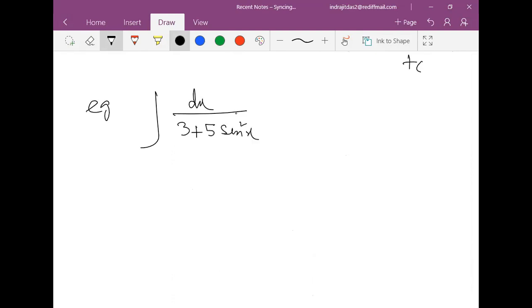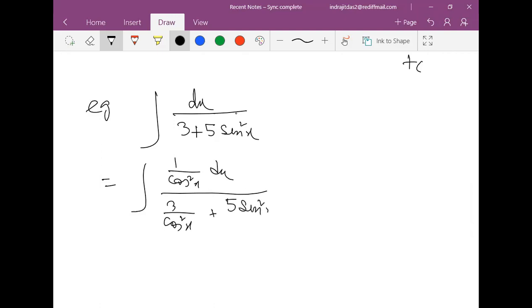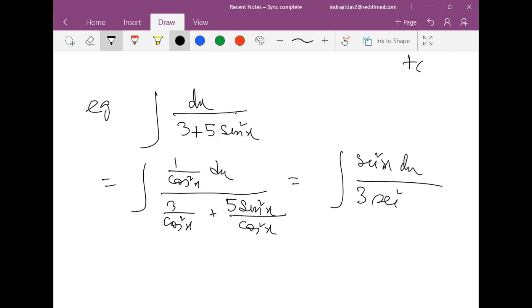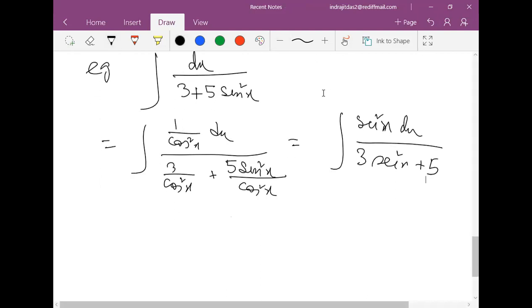Same method, dividing numerator and denominator by cos square x. So dx, this is cos square x whole, by 3 by cos square x. Dividing the numerator and denominator by cos square x is the main rule whenever sine square, cos square is there. Here it is sine square. So now you are getting sec square x dx by 3 sec square x plus 5. Now write sec square x as 1 plus tan square x.